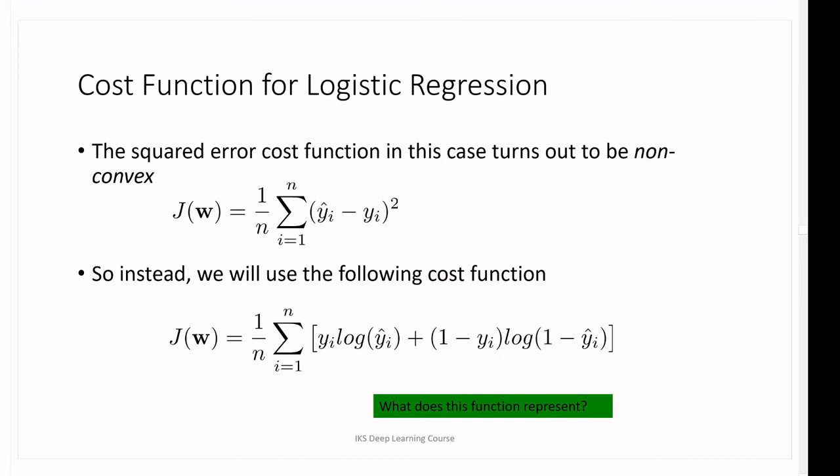That is, J of W is given as 1 divided by n, summation i equal to 1 to n, y_i, where y_i is the desired output for the ith example, log y_i hat, where y_i hat is the output being produced by the model, plus (1 minus y_i) times log (1 minus y_i hat). If you look at the expression inside the summation, this expression is known as the cross entropy expression.